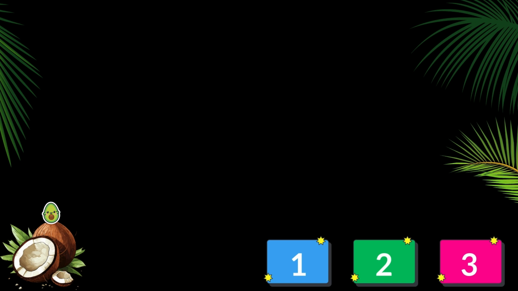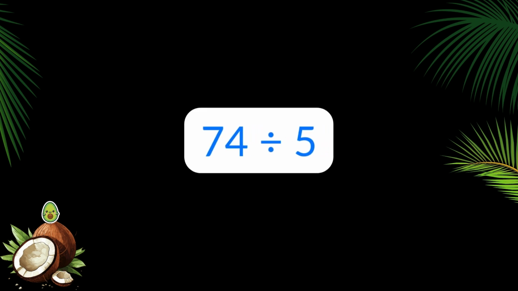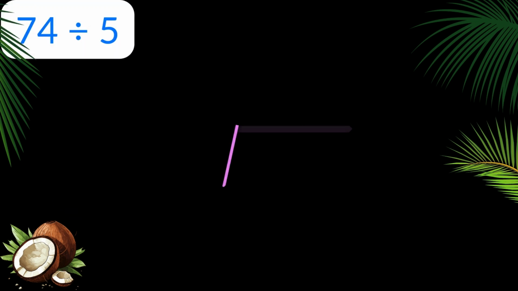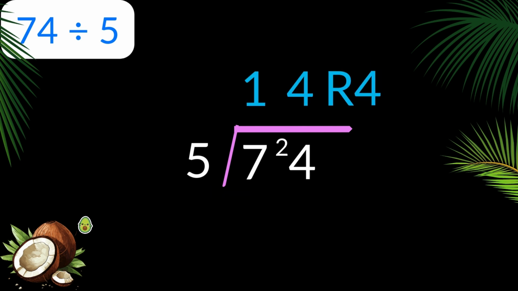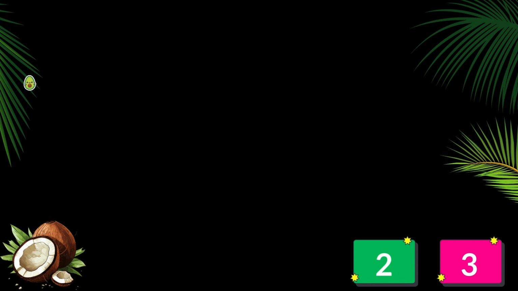Now, it's game time. We'll both solve these and compare answers. Let's go! 74 divided by 5. Take a deep breath. 1, 2, 3. Go! Done? I got 14, remainder 4. Did you get the same? High five! Next one.